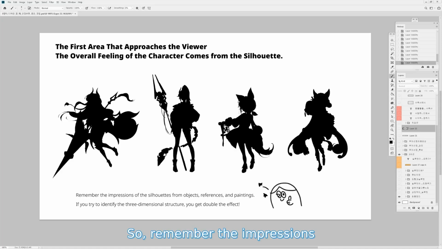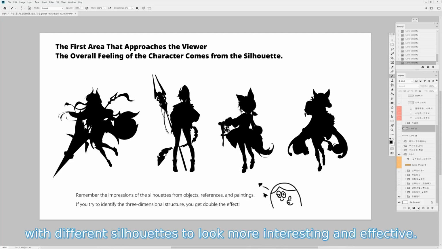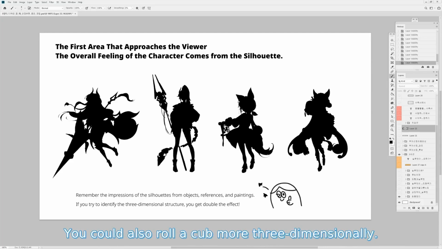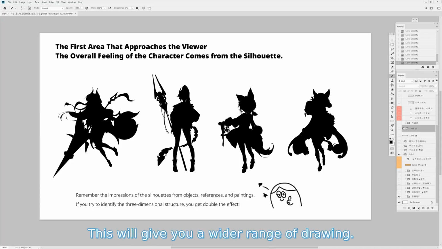So, remember the impressions of the silhouettes from everyday objects, references, and paintings. Like the book, flag, and witch hat I mentioned earlier, think about how to show the same object with different silhouettes to look more interesting and effective. You could also draw a cube more three-dimensionally. This will give you a wider range of drawing. I'll finish the silhouette part here.